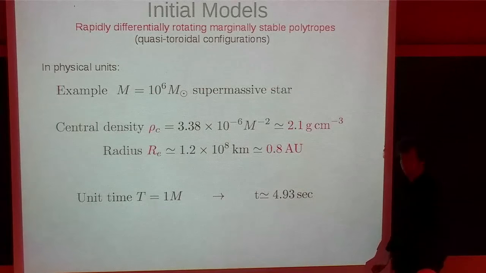I did arithmetic right, apparently they didn't. So 10 to 13, so about 100 RG. Yeah, so this is a very compact configuration to begin with. You have 10 to the 6 solar masses squeezed inside a volume with a radius of 100 gravitational radii. Okay, so that's very, very dense, very, very optically thick. And you have to do something special to assemble this.